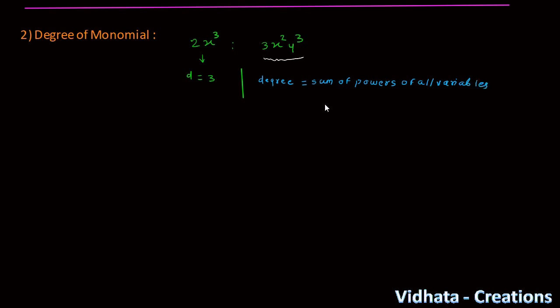What is the sum of powers of variables in this monomial? We know x has power 2, therefore 2, and y has power 3, that is 3, and their sum will be 5. Thus, the degree of this monomial is 5. In this way, while finding the degree of a monomial, you have to consider all variables and take the sum of the powers of all variables in that monomial. Okay.